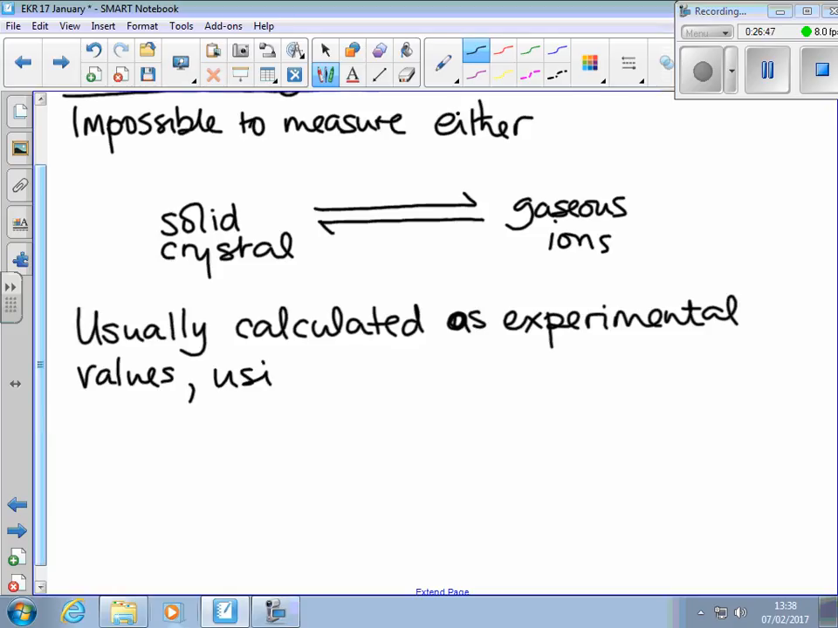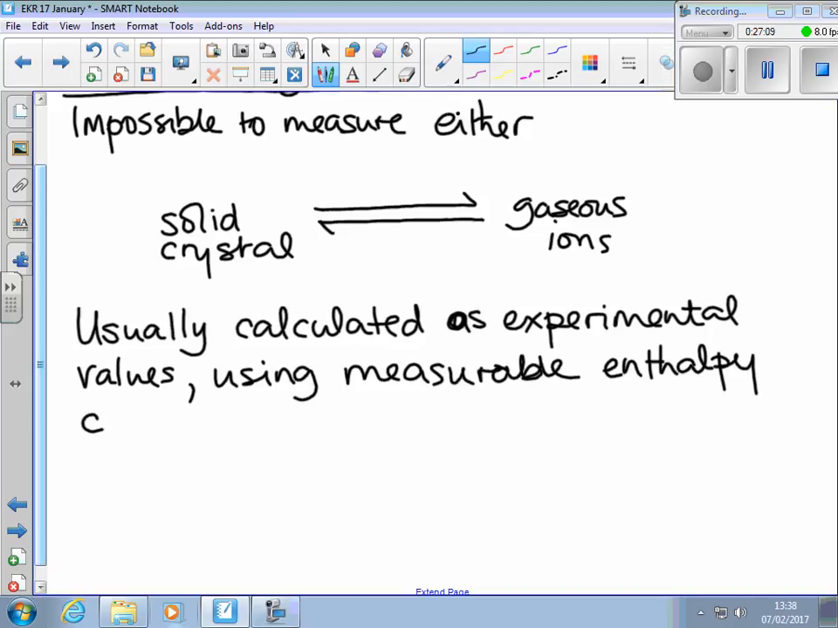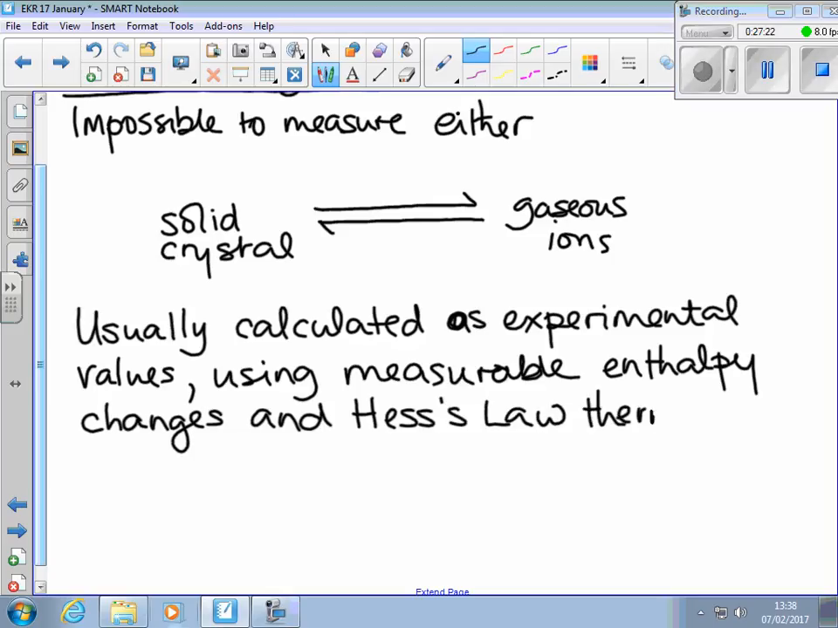So, using measurable enthalpy changes, because that one up there can't be measured. So what we want is to use some that we can, measurable enthalpy changes. And once we've got that, and we know about Hess's law, we're in with a chance, aren't we? So using measurable energy or enthalpy changes, and the bit about Hess's law that we need is these thermochemical cycles. See, I said you'd need them.